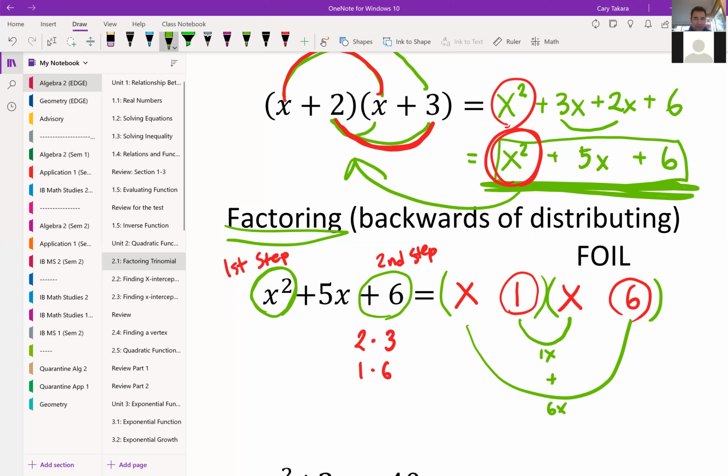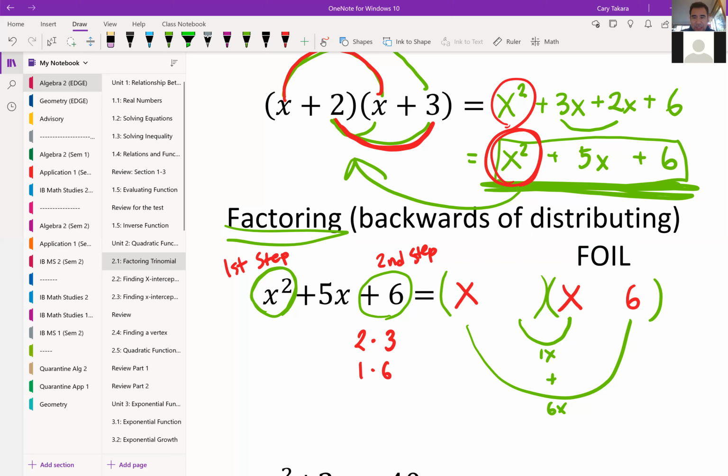Now, if you have this 1x be negative, it will become 5x if you add them up. But then negative 1 times positive 6 is not going to get you positive 6. Both of them have to be positive. So 1x and 6x will not get you 5x. So 1 and 6 is not going to work out. Does that make sense? I know it may seem a little bit complicated, but we are going to practice a couple more times. So please give yourself a little bit of time to absorb and get used to it.